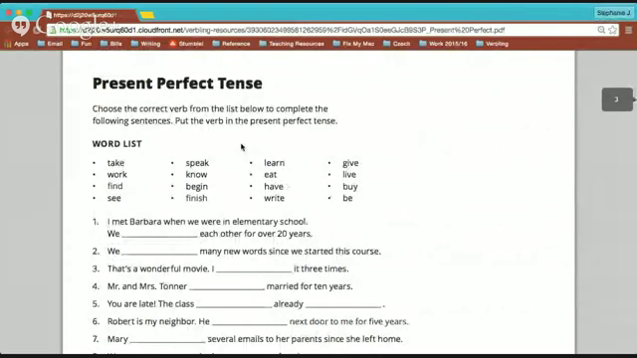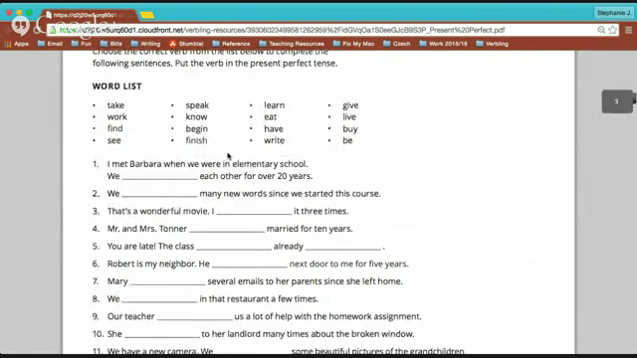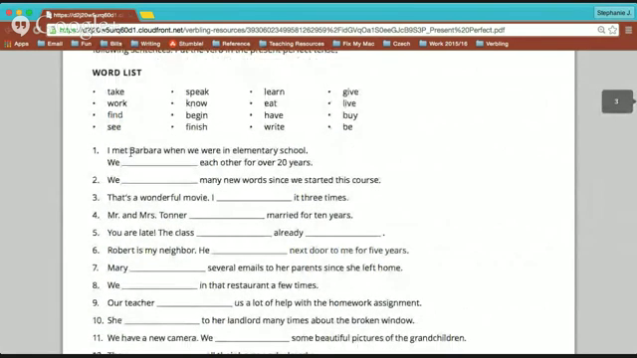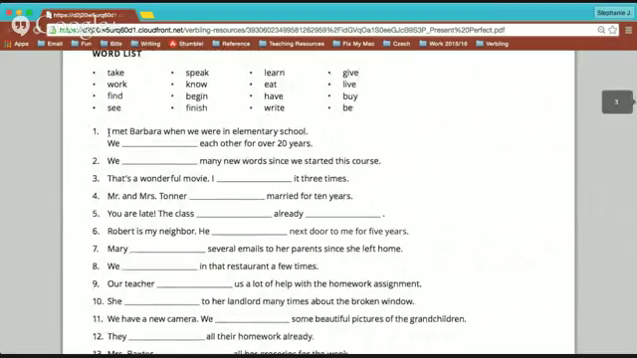So we'll go to the first exercise here. Choosing the correct verb from the list below, we'll complete the sentences. Again, if you have any questions about any of these sentences, please feel free to ask. So number 1: I met Barbara when we were in elementary school. What verb will fill in the blank? Yep, very good. So can you make the sentence with the present perfect in the verb place?